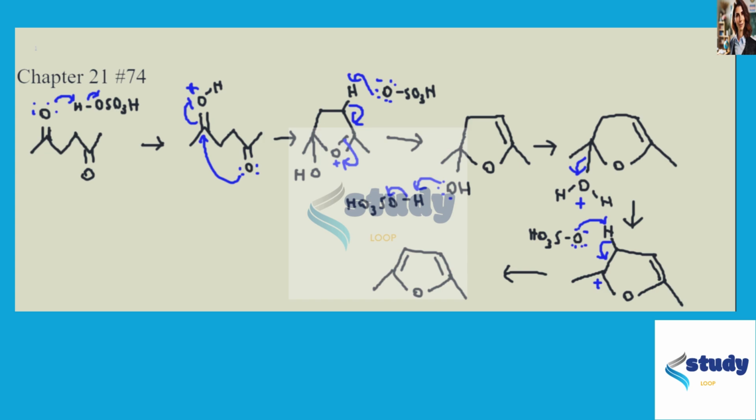Protonation of one of the ketones so that the other one can nucleophilically attack it. Removal of a likely hydrogen by the conjugate base of sulfuric acid in order to relieve the positive charge on the furan oxygen and to form the first double bond. And then just protonation of the alcohol that's a residue of our first ketone. Leaving of that leaving group, and then removal of a second hydrogen in order to form the second double bond. And that's the mechanism, and that's the answer to chapter 21, problem number 74.